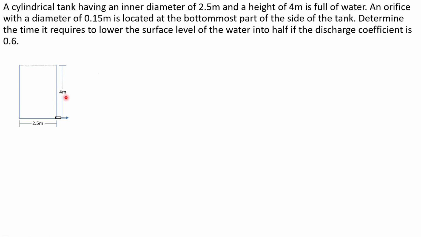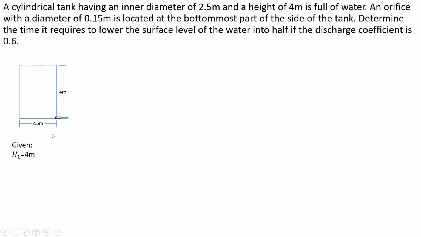we have the height of the tank, 4 meters, and this is the level of the water. The tank is full of water, and this is the diameter of the tank. We also have the diameter of the orifice, which is 0.15 meters, and the discharge coefficient of 0.6. So we need to write all the givens we have.